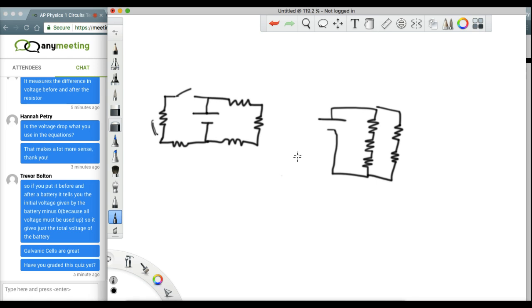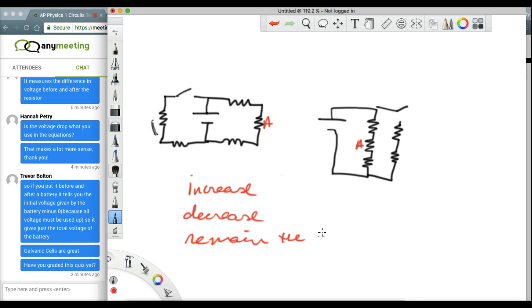I don't think I have, Trevor. So it wants to know when the switch closes. Oh, I forgot to put my switch on my new drawing. So the switch is here. When the switch closes, will the current in resistor A increase, decrease, or remain the same? So this one is resistor A, and that one would be here. Does the current in resistor A increase, decrease, or remain the same?